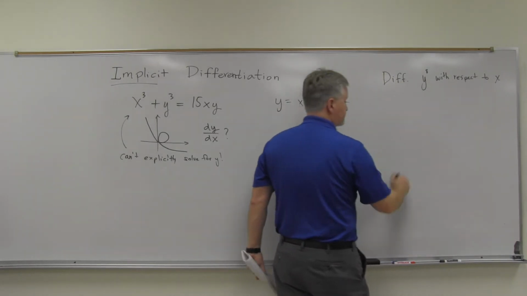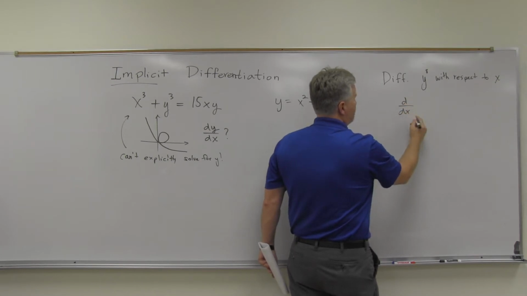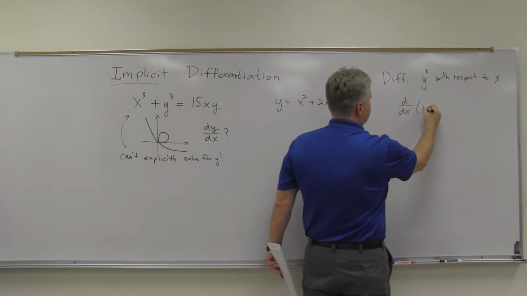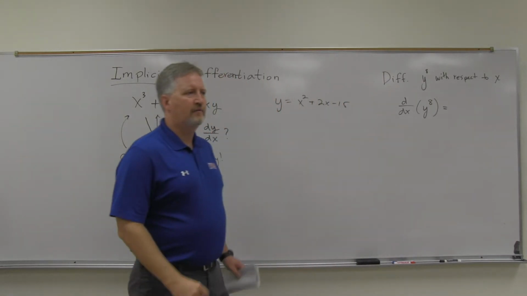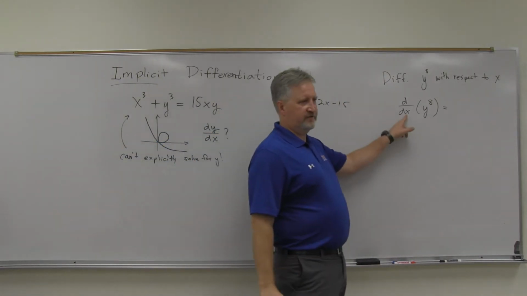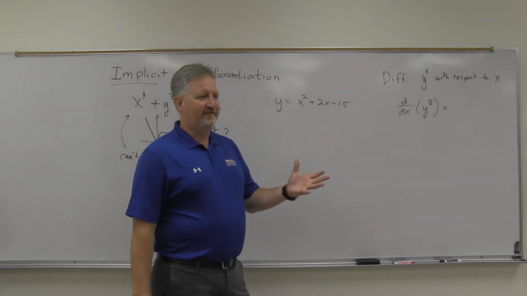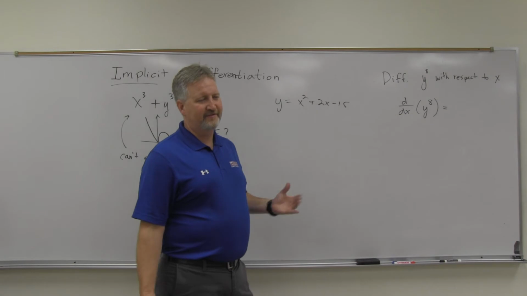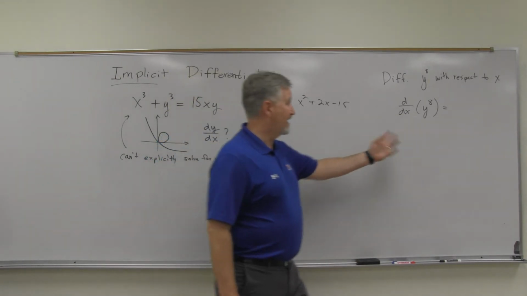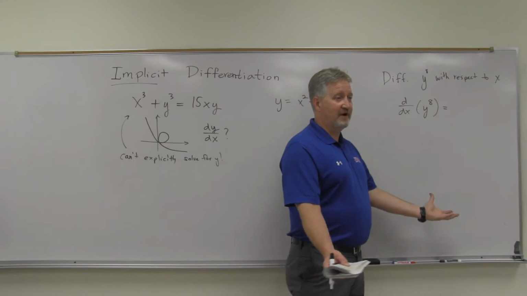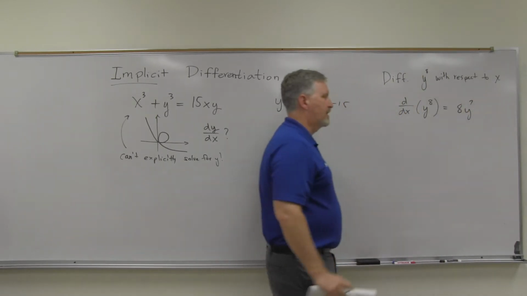All right, and so here's just a little notation. Another way to state this is, what's the d dx of y to the 8th? I want to differentiate y to the 8th with respect to x. Well, one part of this is very easy. You just have the power rule there, don't we? We've got a y to the 8th power. I better use the power rule on that. So I've got 8y to the 7th, right?